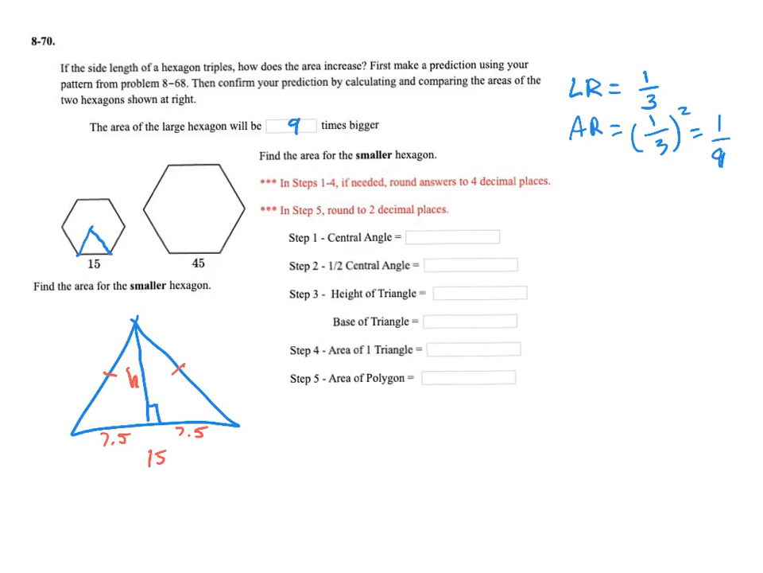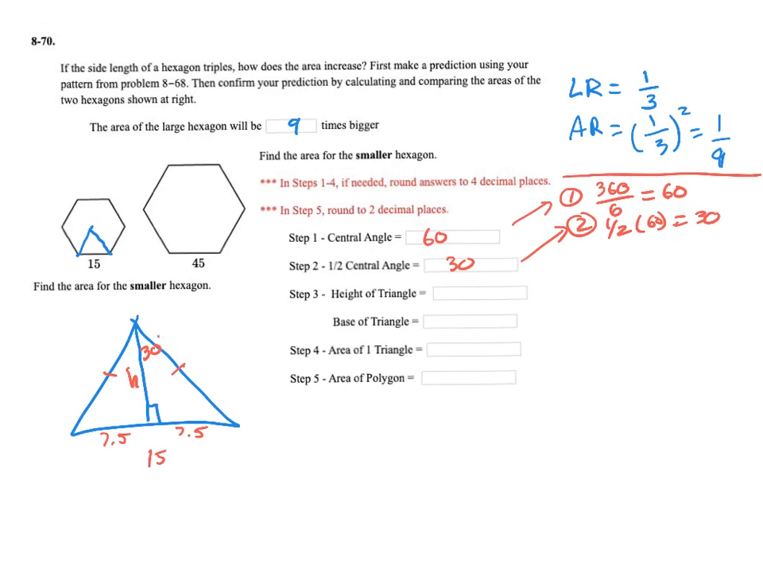So let's go over to our steps and start with step number 1. Step number 1 is to find the central angle. To find the central angle, all we need to do is take 360 divided by the number of sides, and that will give me 60. So my central angle is 60. Step 2 is to take half of my central angle, so half of 60 is going to equal 30. That is this angle right in there.